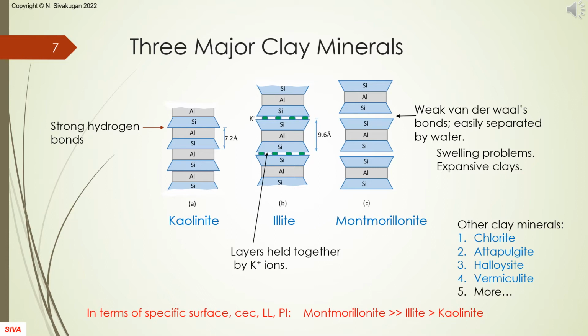Stacking the tetrahedral and octahedral sheets in different ways, different clay minerals are formed. Three common clay minerals are kaolinite, illite, and montmorillonite. Montmorillonite has weak van der Waals forces holding the sheets together and can be easily separated by water getting between them, making the clay swell.